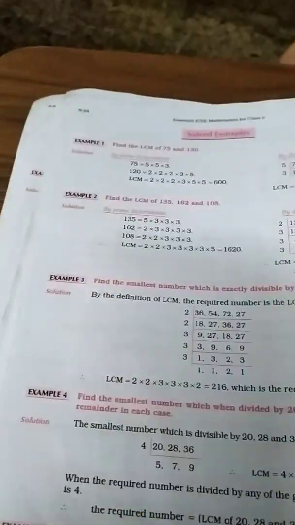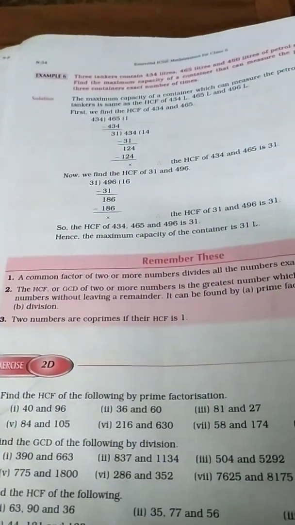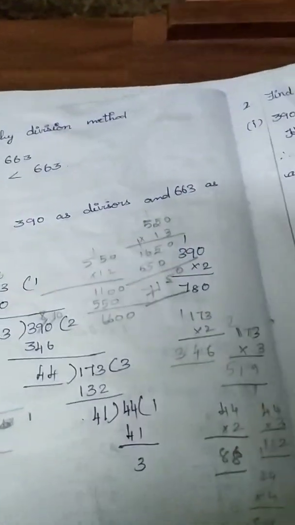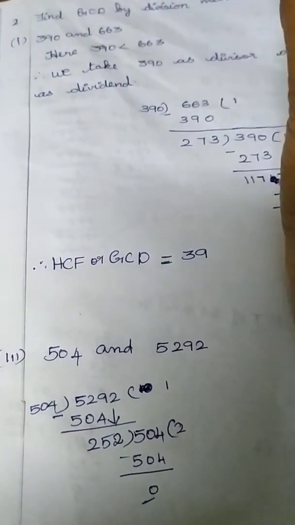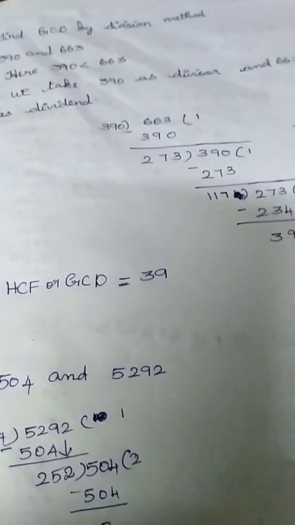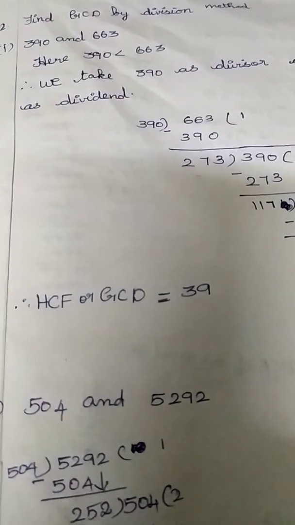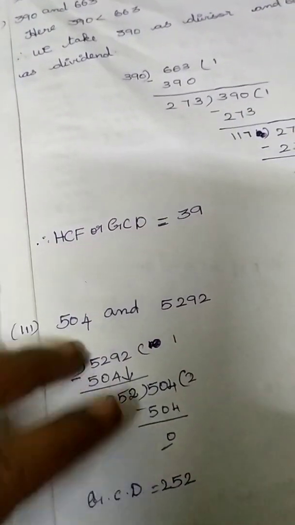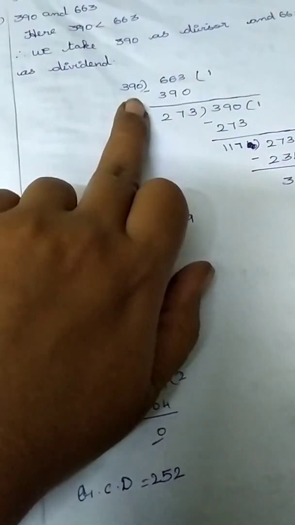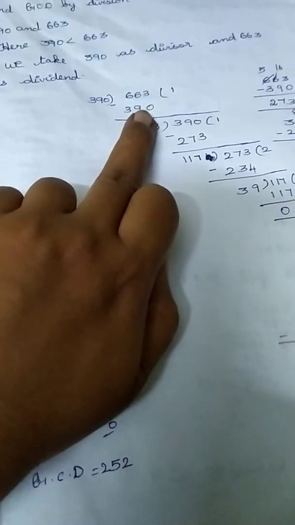Now we are going to solve the exercise problem. Exercise 2D, problem number 2, find the GCD by division method. This is your question and your first subdivision is 390 and 663. When you arrive at the question, the first step is to check which number is bigger. The bigger number is the dividend and the smaller number is the divisor. So 390 is the divisor and the bigger number 663 is the dividend.